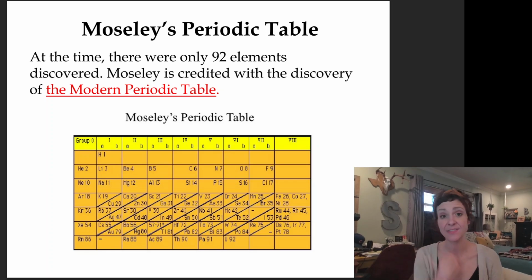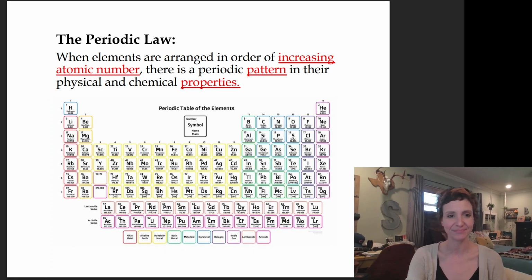And at the time that he did this, there were only 92 elements discovered, more than what Mendeleev had to work with, but still only 92. So he's credited with the discovery of the modern periodic table. And here's his periodic table. It looks a little bit different than the ones that we have today on our papers, but he did a great job back then in 1913.